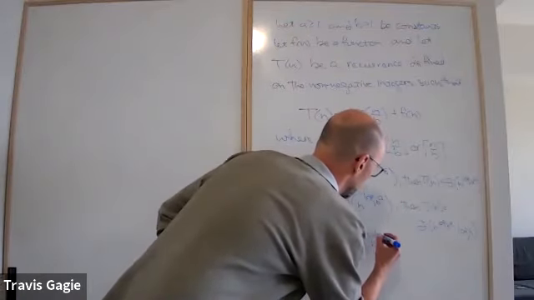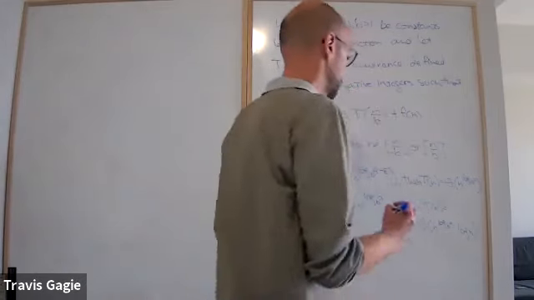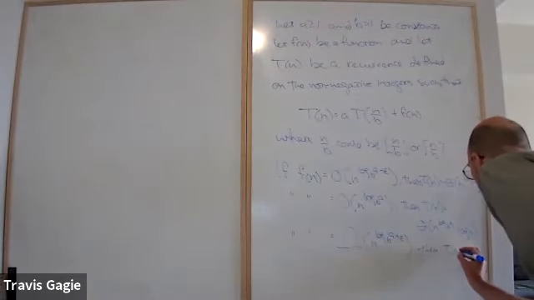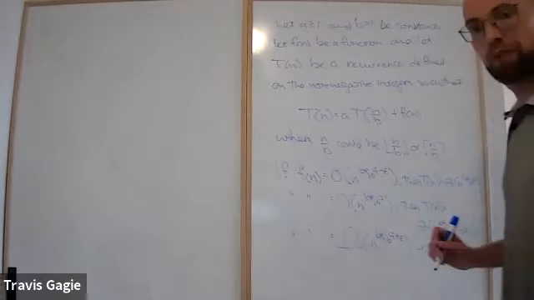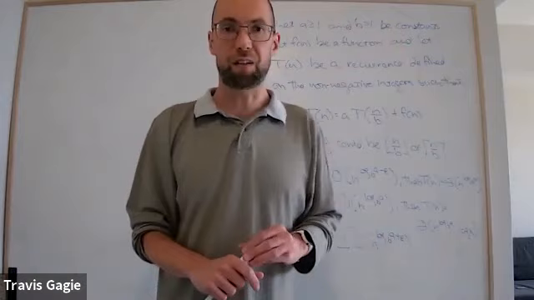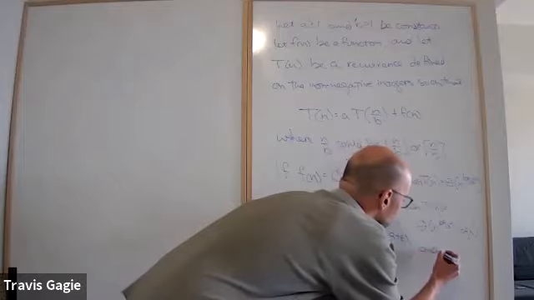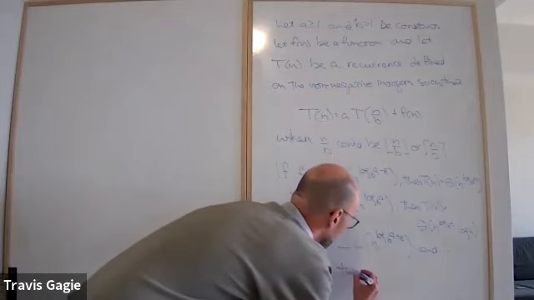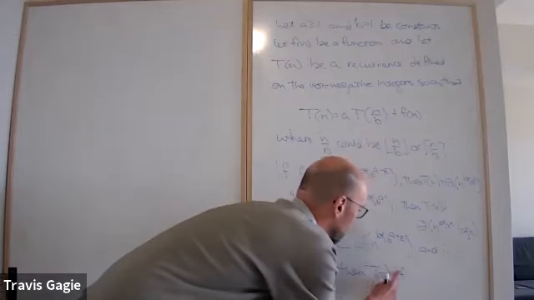If f of n equals omega of n to the log base b of a plus epsilon for some positive constant epsilon, and there are a bunch of other conditions that I'm not going to write all of, then T of n equals theta of f of n.